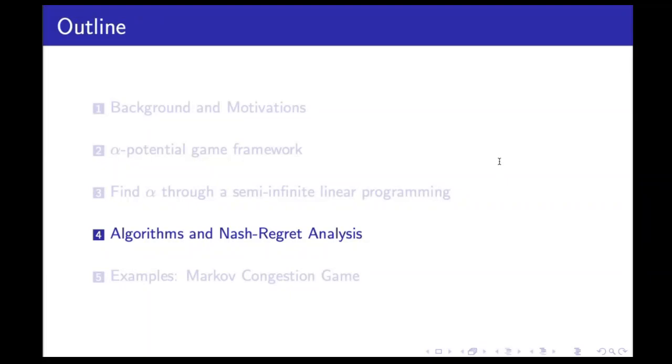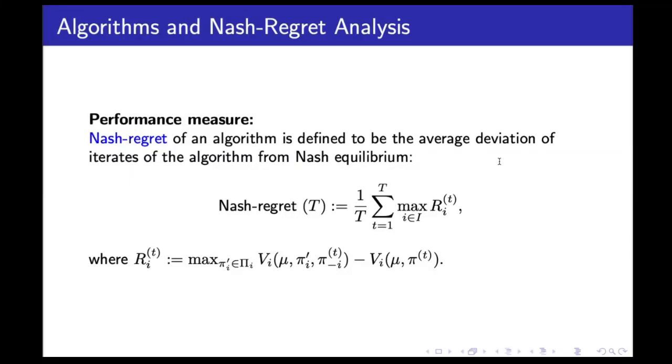So far we have covered how large alpha is, and the next part is to show some algorithms to find the Nash equilibrium policies. So here we are looking for a performance measure called Nash regret, which is a widely adopted measure in multi-agent reinforcement learning. It's a regret term, which takes the average deviation of the algorithm from the Nash equilibrium.